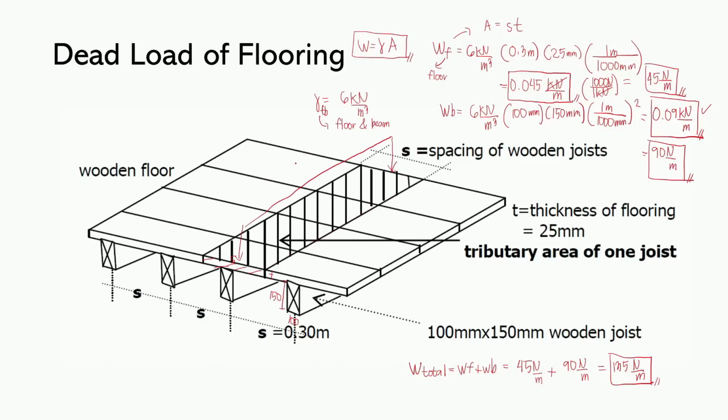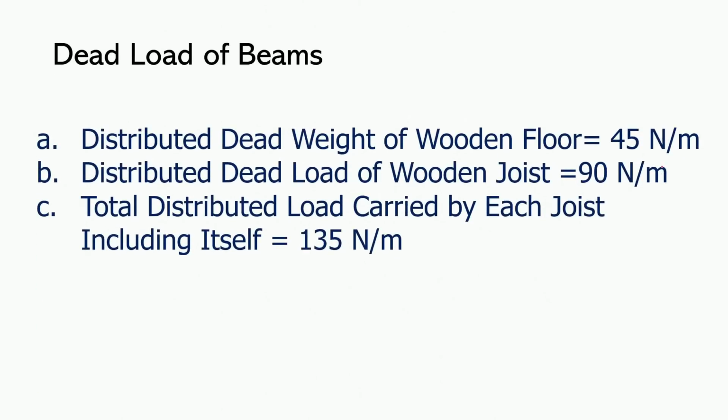Instead of analyzing it by parts, by slab and then by beam, we have this equivalent loading, which is W total. And so when we are analyzing this one, let's say this is simply supported and then this is also simply supported, then this is our total load. And so let's try to check our answers. We have 45 Newton per meter for the floor, 90 for the joists, and if we add both of them, we have 135 Newton per meter.